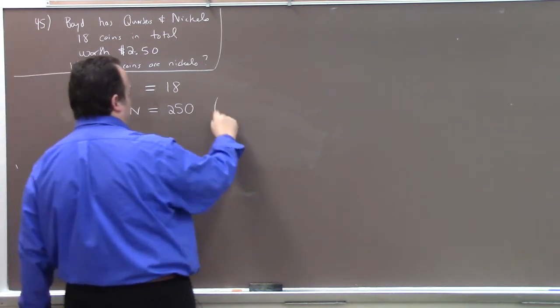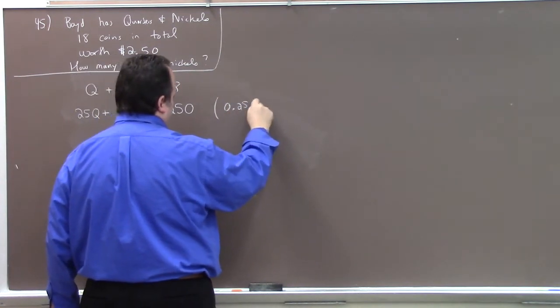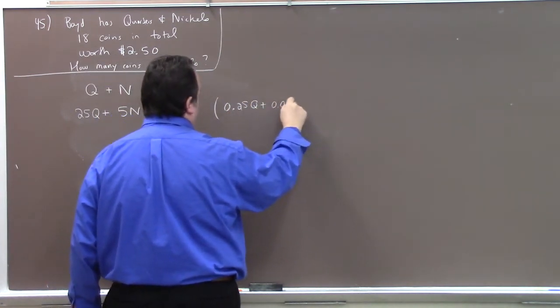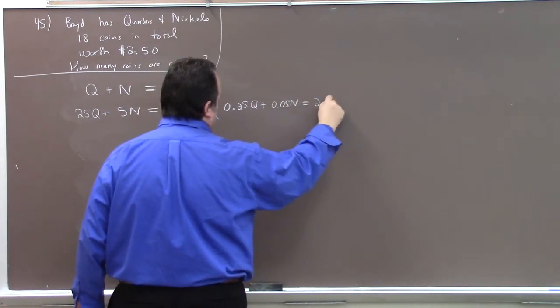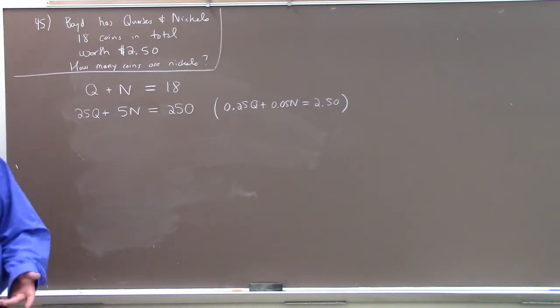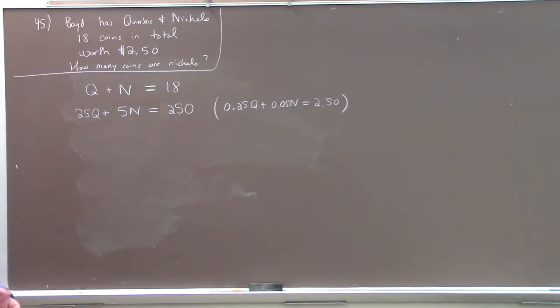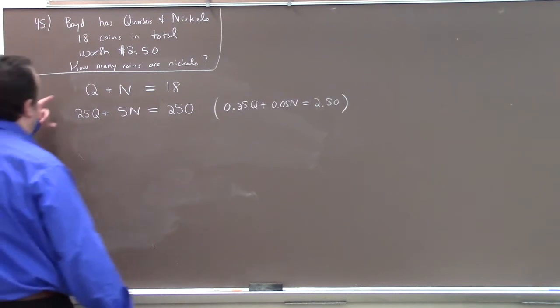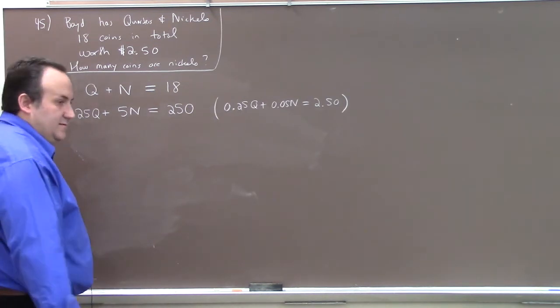So there's two different schools of thought. Some people would write 0.25Q plus 0.05N equals 2.50. So if you wanted to write the equation in dollars, that's what the equation looks like. I like to think in cents because decimals are a pain. And of course, you can multiply the equation by 100 and get what I got: 25Q plus 5N equals 250. Then what? Now we got two equations, two unknowns, so we can solve this thing, right?